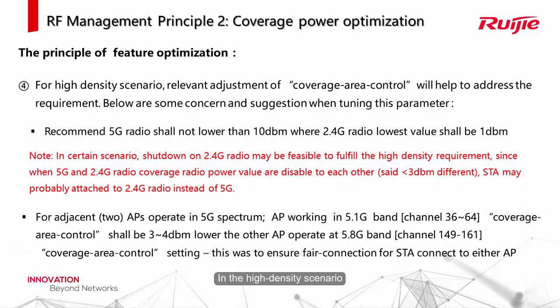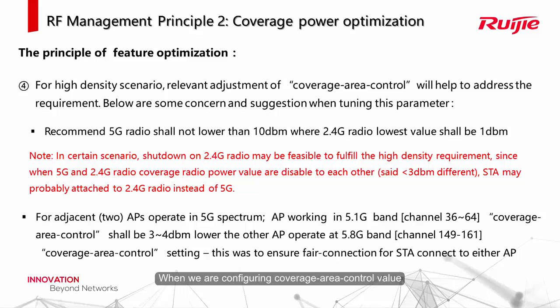In the high-density scenario, we recommend the 5G radio should not be more than 10 dBm, where for the 2.4G radio the value should be 1 dBm. If we still decrease the value of coverage area control, the signal strength of 5G may be smaller than 2.4G. At this time, the terminal will access 2.4G in priority. It will cause a better user experience.